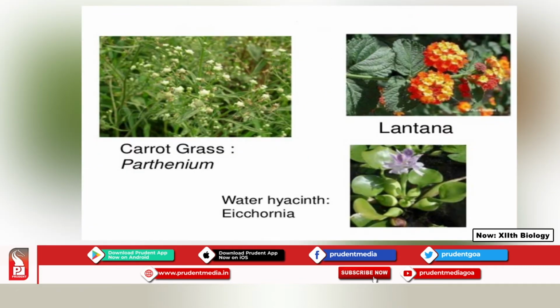Even these are some of the exotic species or the alien species which are invading, like for example, water hyacinth. Water hyacinth Eichhornia was introduced in the waters to reduce pollution. But what it did was, it grew so fast in the waters that it started clogging the waterways, the pipelines and all which take water, it started growing in that also. So that is the water hyacinth.